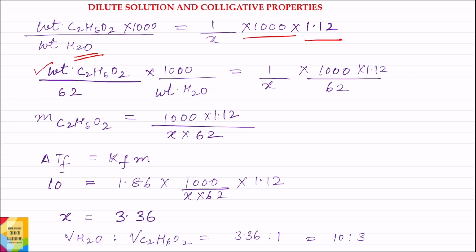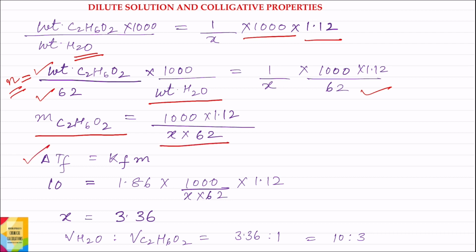Now we will divide weight of ethylene glycol by its molecular weight, that is 62. The right hand side of the equation also we will divide by 62. So it becomes 1 by x into 1000 into 1.12 divided by 62. Weight of ethylene glycol divided by 62 is equal to moles of ethylene glycol. Therefore, on the left hand side of the equation we have moles of ethylene glycol divided by weight of water in kgs, which is equal to molality of ethylene glycol. So molality of ethylene glycol is equal to 1000 into 1.12 divided by x into 62.